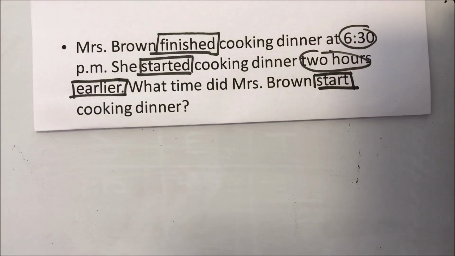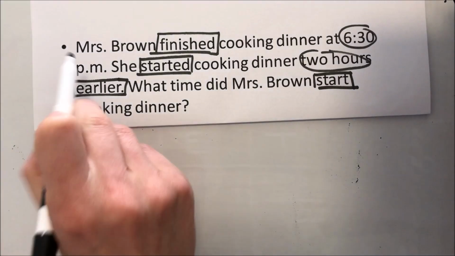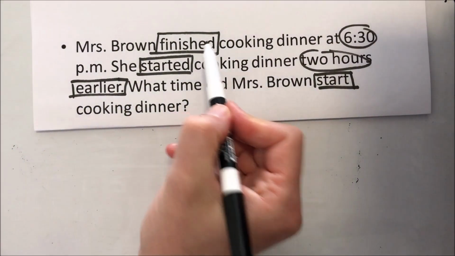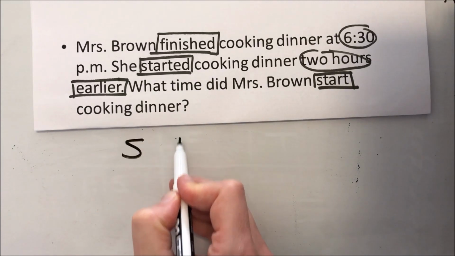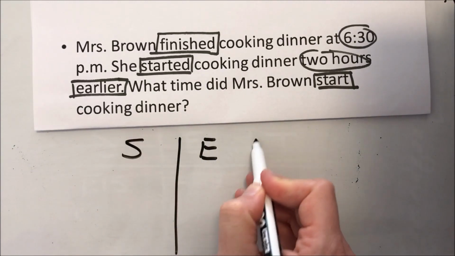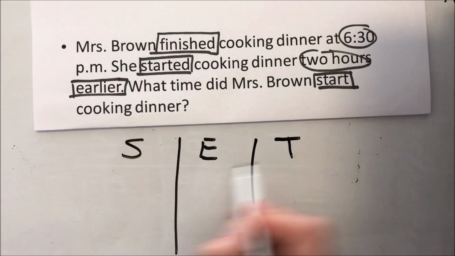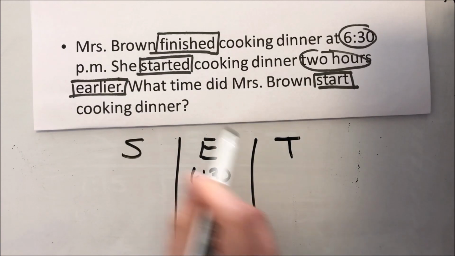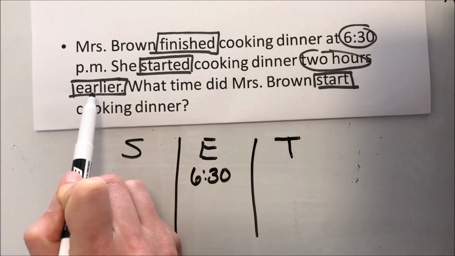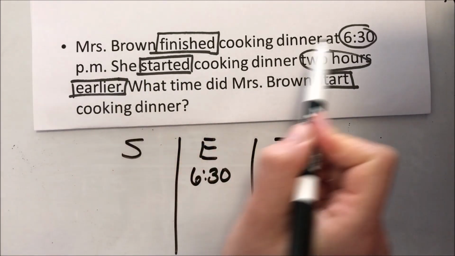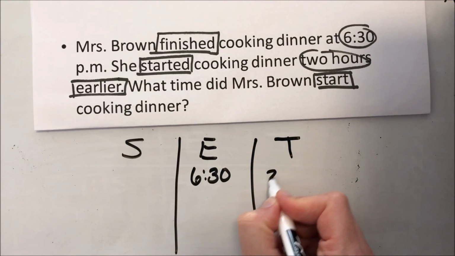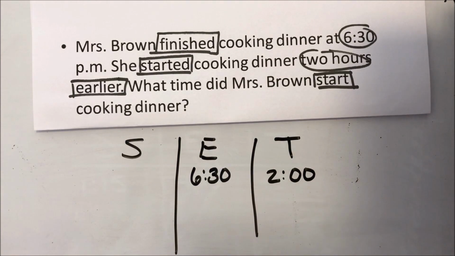So let's reread and try to find some meaning. Mrs. Brown finished cooking dinner at 6:30 p.m. If I finished then, that must be my latest time. That's when I ended cooking. So my end time is 6:30. She started cooking 2 hours earlier. 2 hours earlier from 6:30. So the time that I spent cooking dinner was 2 hours. I hope it was really good if I spent 2 hours on it.